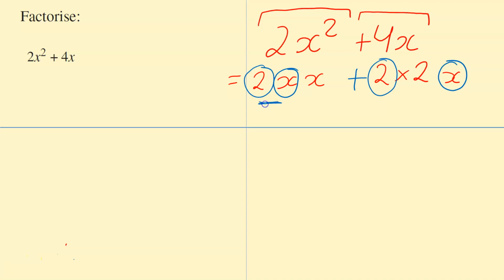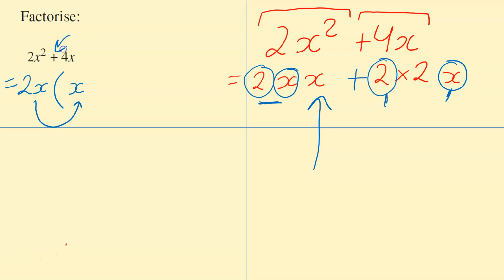Whatever they have in common, which is the 2x, goes all the way to the front. So we put 2x at the front. Now I need to get 2x squared. So 2x times what gives me 2x squared? x. And if you notice, that was what was left over there.